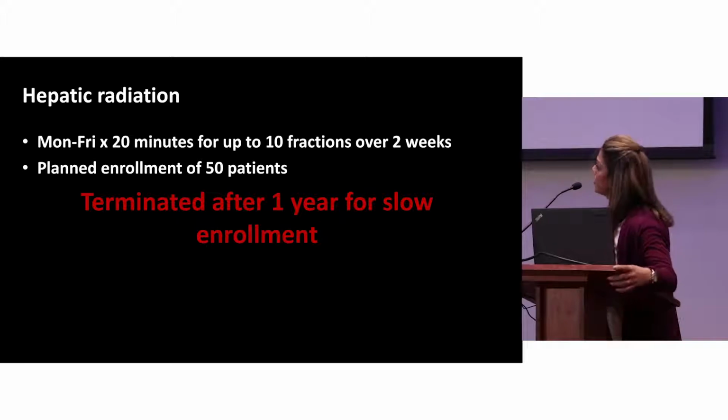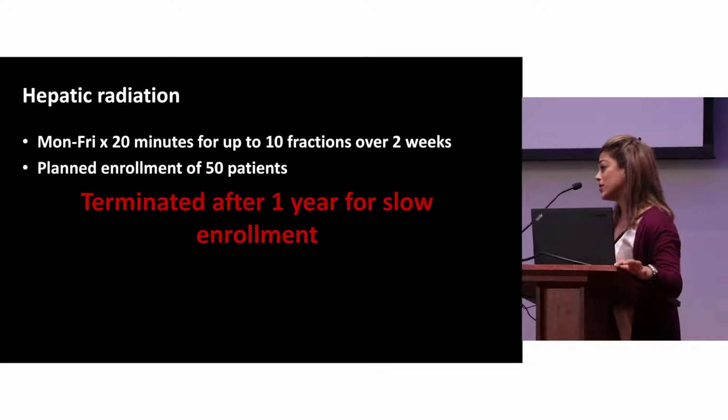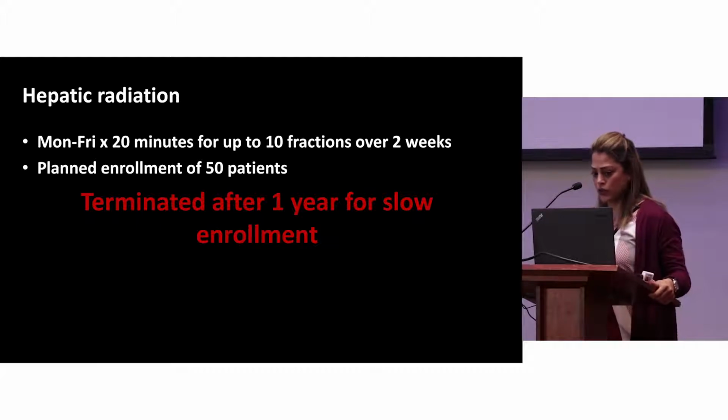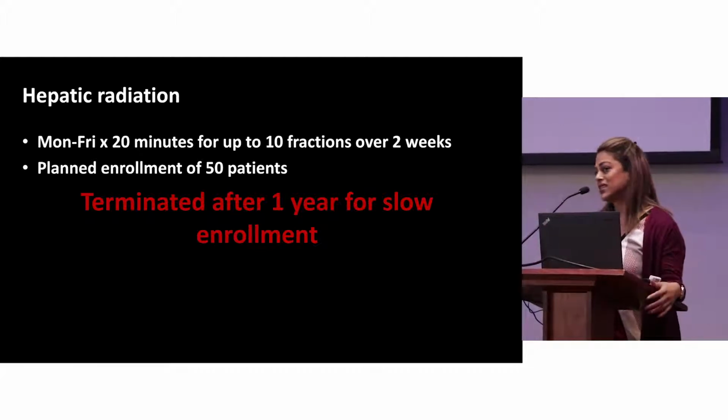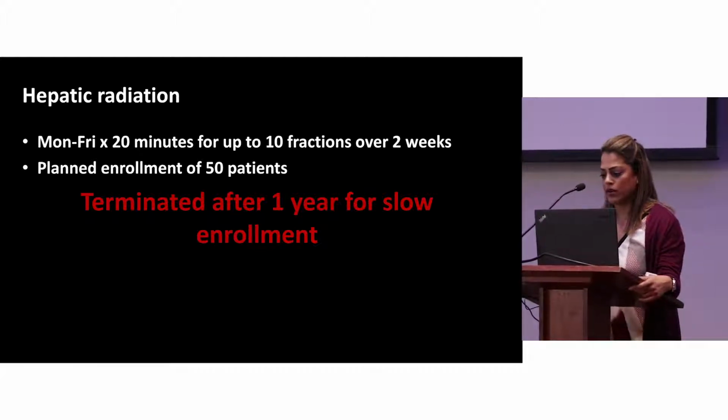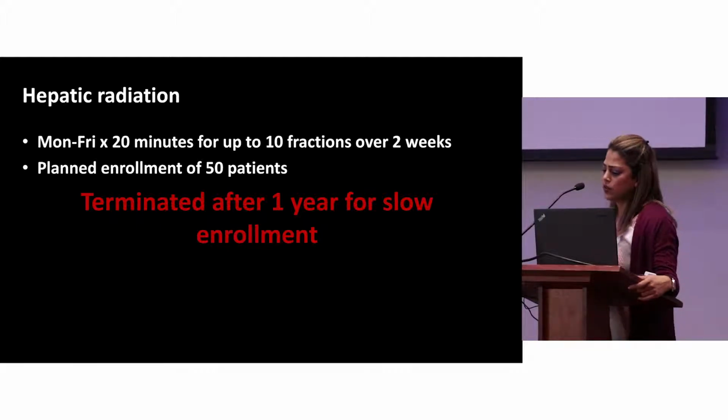So there was also a hepatic irradiation study many of you might have heard about. I think it was run out of UCLA, where the high-risk patients would undergo daily radiation over 2 weeks. So it was 10 fractions to the liver. It was a preventative sort of dose. So if there was any micrometastatic disease sitting in the liver, you would get radiation to that. They had planned to enroll 50 patients, and their study was terminated after 1 year for slow enrollment.